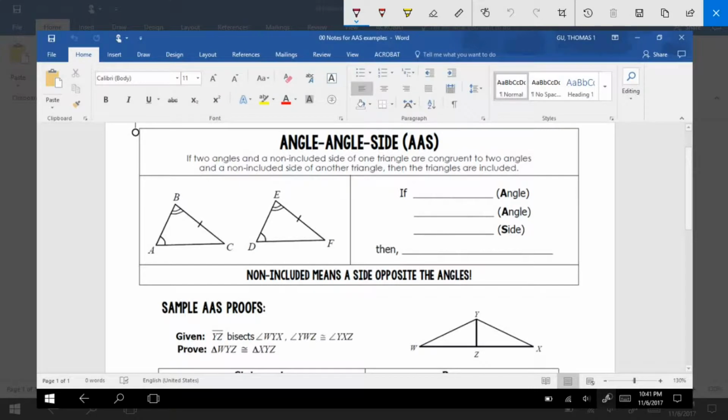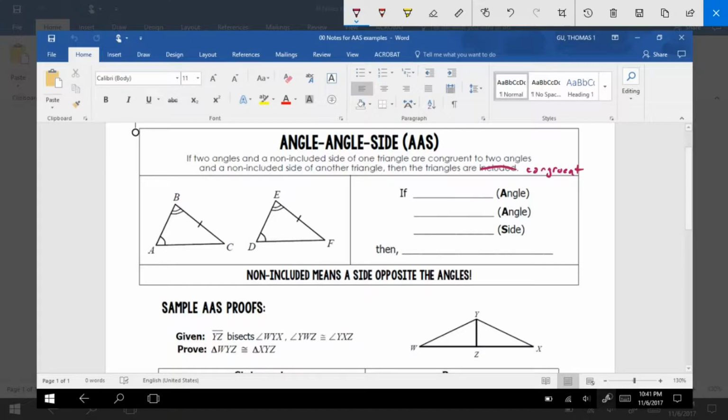All right, so right here, if two angles and a non-included side of one triangle are congruent to two angles and a non-included side of another triangle, then the triangles are, it says included, it should say congruent. Congruent. All right, and pretty much all that's saying is that you have an angle, and then a side that's not between the two angles. If those are congruent, then the two triangles are congruent.